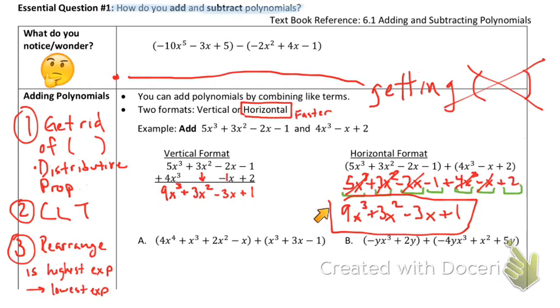Okay guys, go ahead and I want you to try example A and B. So if you could pause the video, go ahead and do those on your notes. Remember, follow these steps. Step 1, get rid of parentheses, combine like terms, whether you're using vertical or horizontal format, and then when it's all said and done, rearrange your answer into the highest exponent term first down to the lowest. Alright, pause the video and we will work these out in a few.